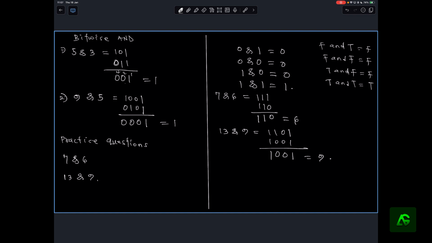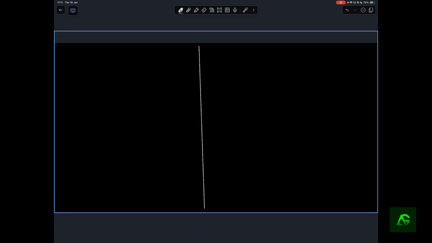That is the meaning. For instance, 0. If 0 is added to any number, we return that number back. 3 plus 0 is 3. 2 plus 0 is 2. That makes 0 an identity element under the operation addition. And for multiplication, the identity element is 1.